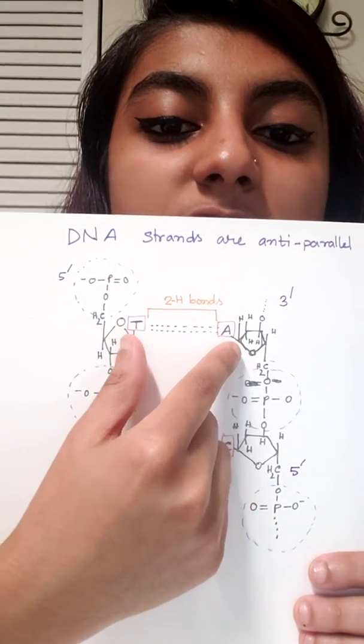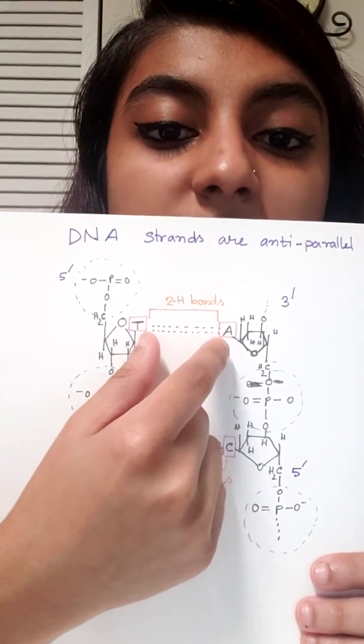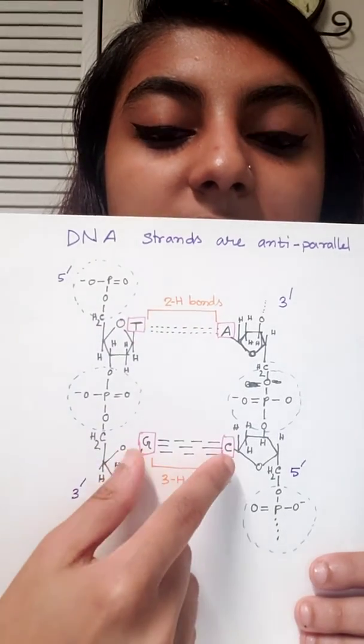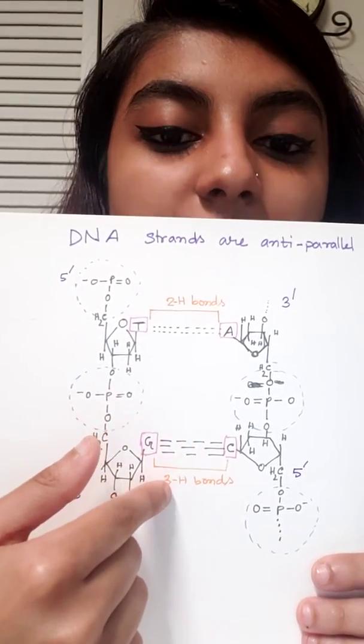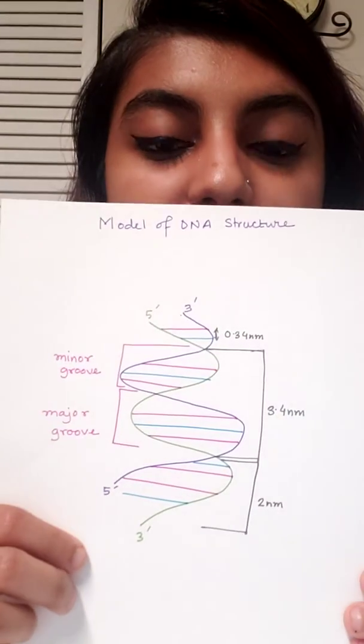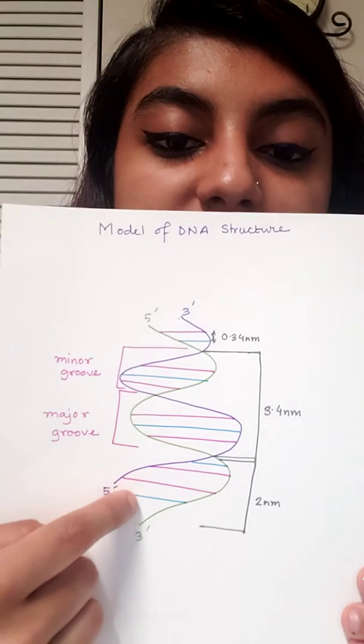Here, complementary nitrogenous bases A and T are attached to each other by 2 hydrogen bonds, and G and C are attached to each other through 3 hydrogen bonds. What is the stable structure of DNA? This is the stable structure of DNA because the nitrogenous bases are hydrophobic.